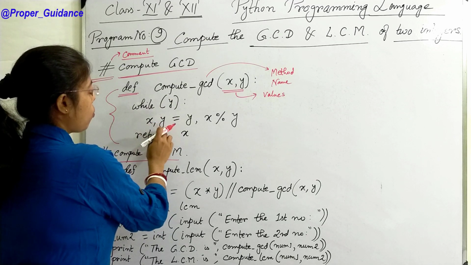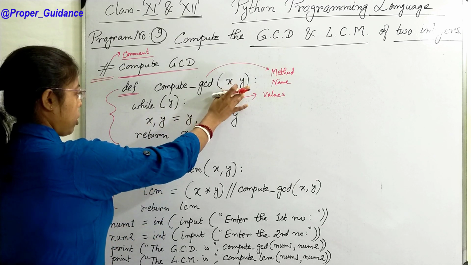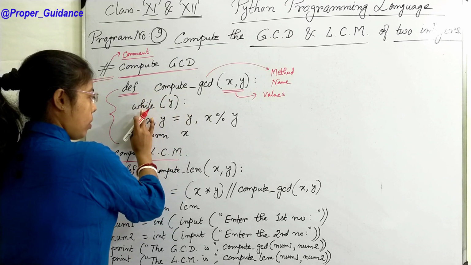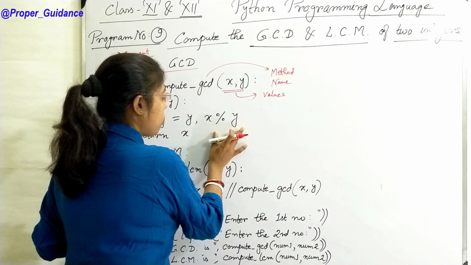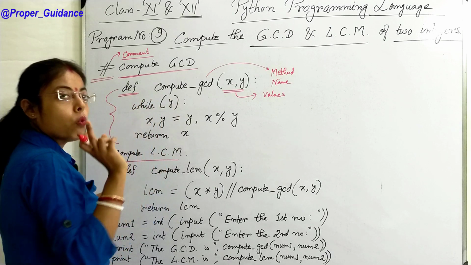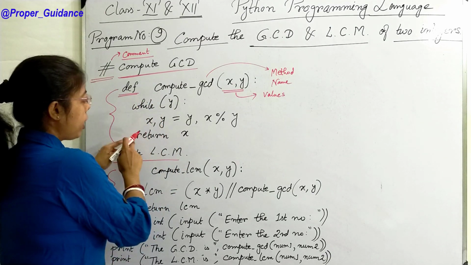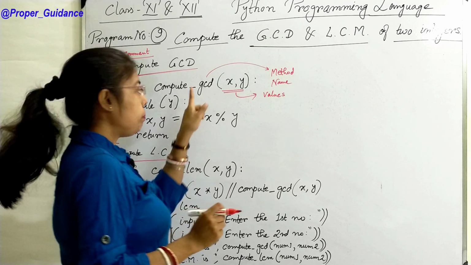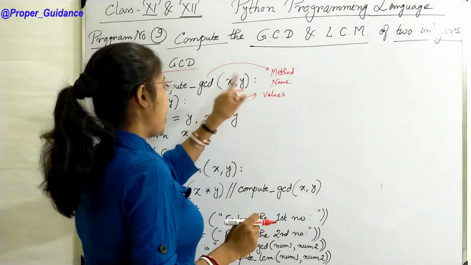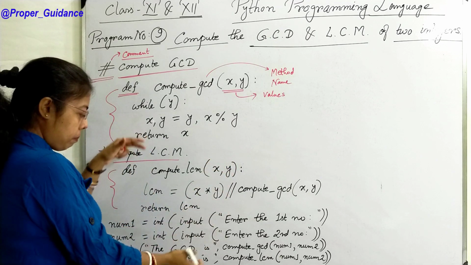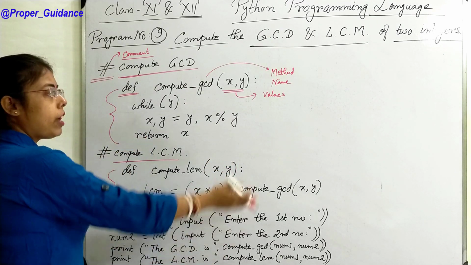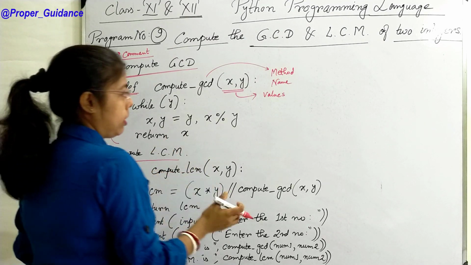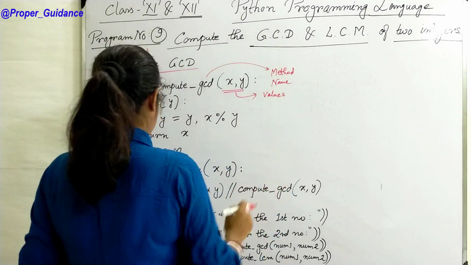While y, x, y, there are two different variables. The value of y will be assigned to x, and the value of x modulus y will be assigned to y. Clear? After that it will return x, and that particular x will be the GCD of x and y. After completing this program, I will go for an output, and the particular method will be discussed later.